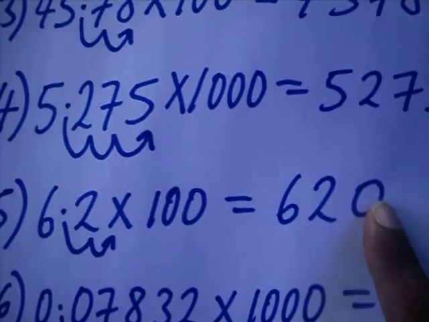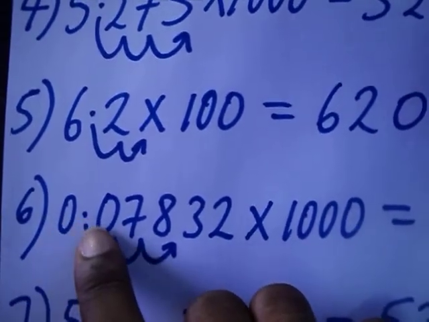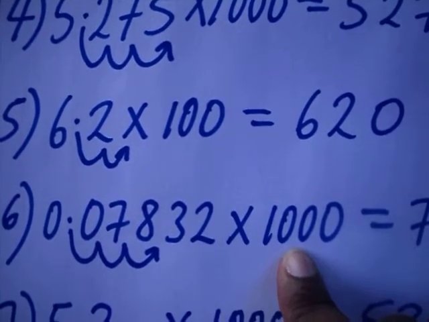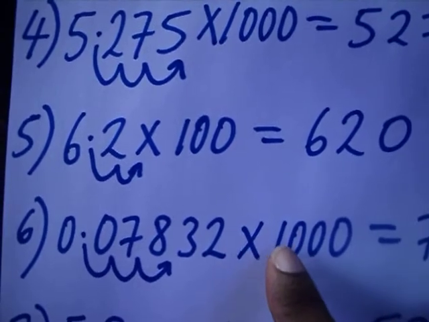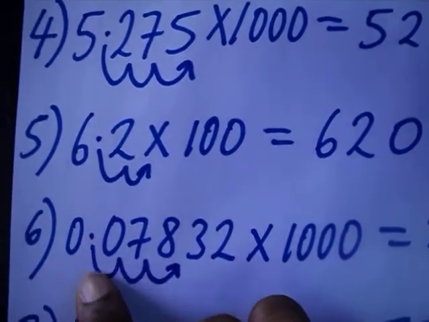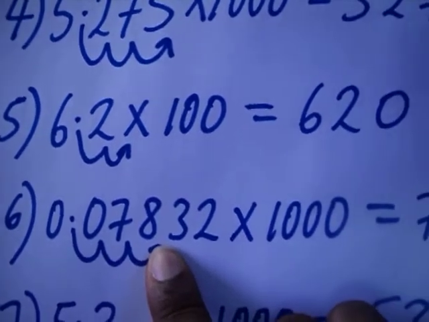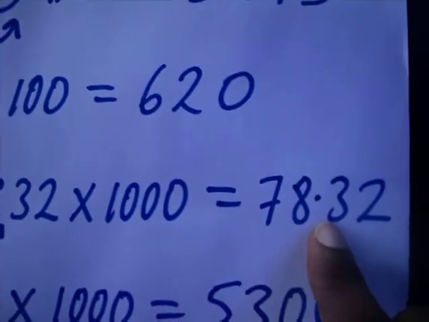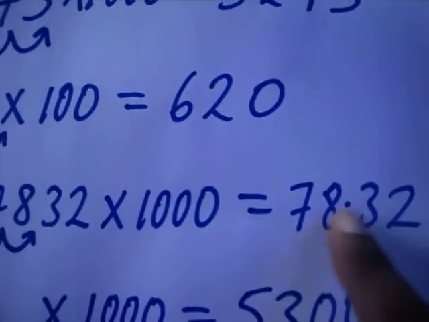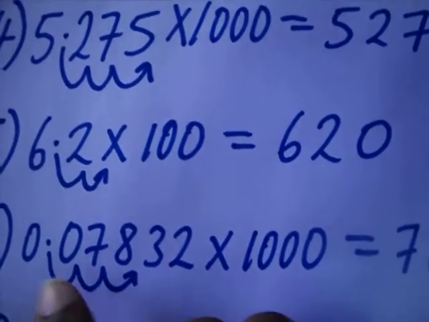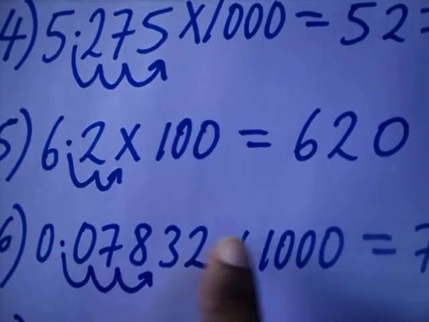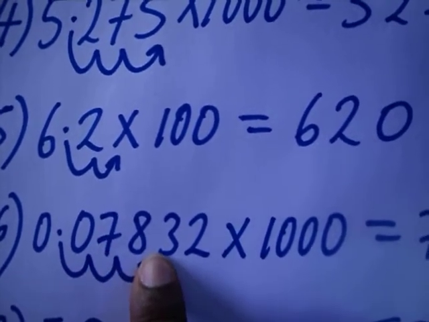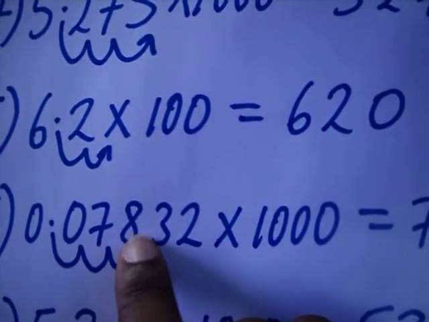Another one, you have 0.07832 multiplied by 1000. You're going to shift the point how many times? 3 times. Because you have 1, 2, 3 zeros. So you're going to shift once, twice, 3 times. You see that? So you now have 78.32. Look at that. Again, the point is here, and you multiply by 1000, so you shift it once, twice, 3 times. And you now have 78.32.